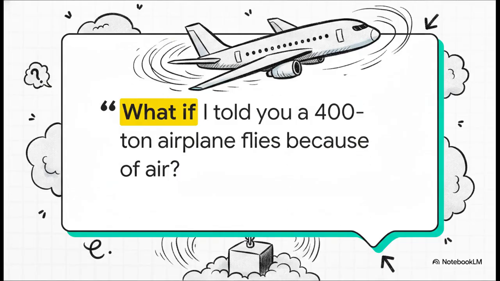And that precision starts immediately with a hook. The source material opens right out of the gate with, "What if I told you a 400-ton airplane flies because of air?" This is exact. It's totally deliberate. This hook is specifically engineered to instantly grab a scroller's attention within the very first moments. It takes something impossibly heavy, 400 tons, and brilliantly contrasts it with something completely invisible and seemingly weightless, like air. It creates this immediate knowledge gap that basically forces the viewer to stop swiping and start listening.